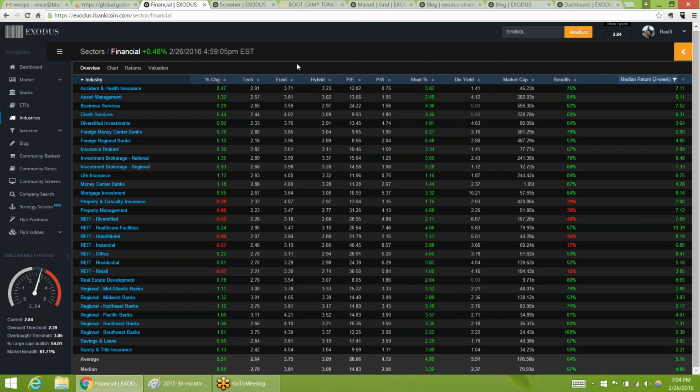Before we started this presentation, I went through and looked at all the different sectors to see which outperformed during this bounce over the last 2 weeks, and it was tech. Tech had a median return of 7.65% over this 2 week period. So it's definitely the strongest sector during this latest rip.